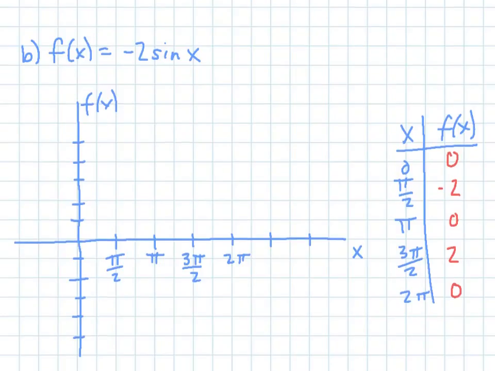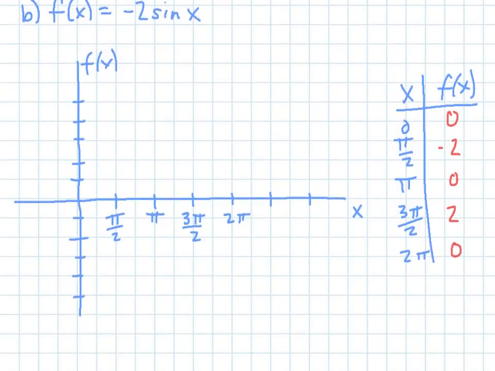Okay? Now, if you don't understand where I'm getting these values from, remember it's always coming from the unit circle and my unit circle knowledge. So then plot those. Okay, and that would be my graph.